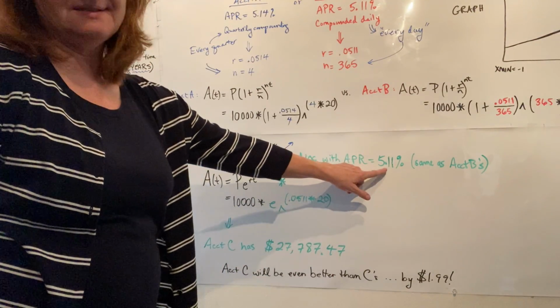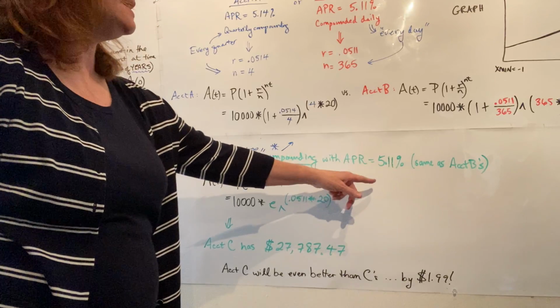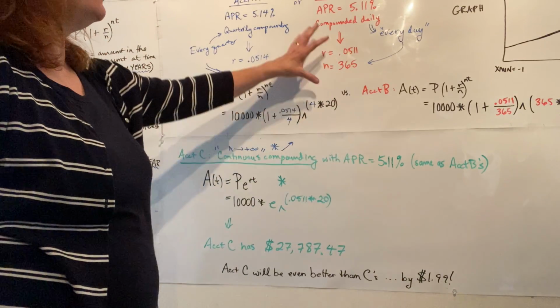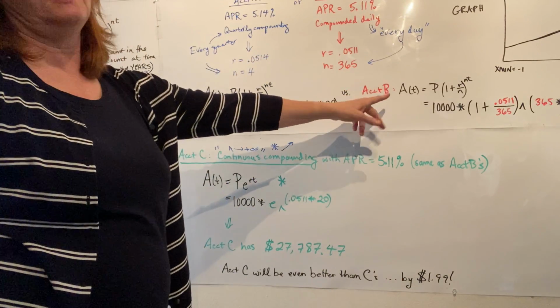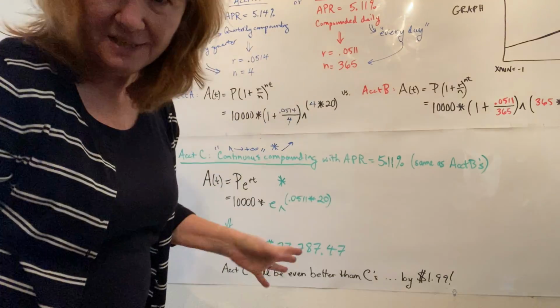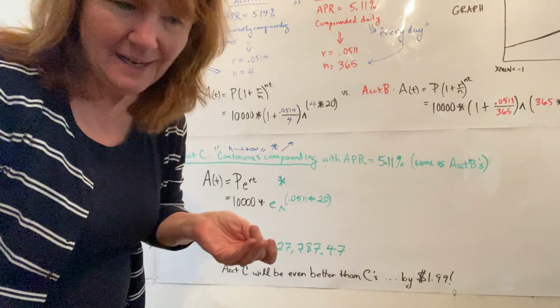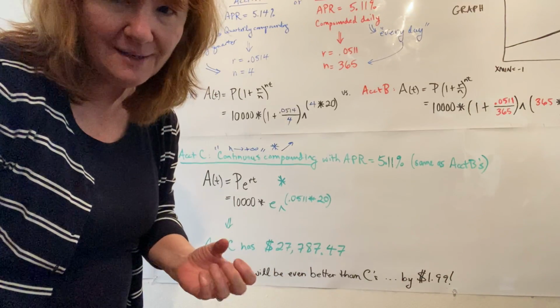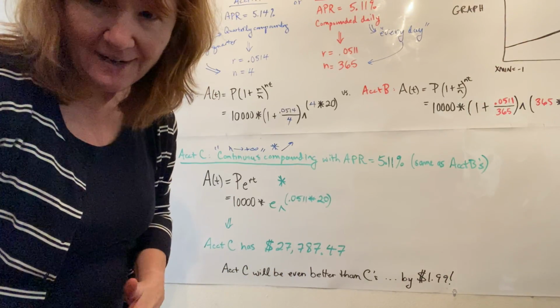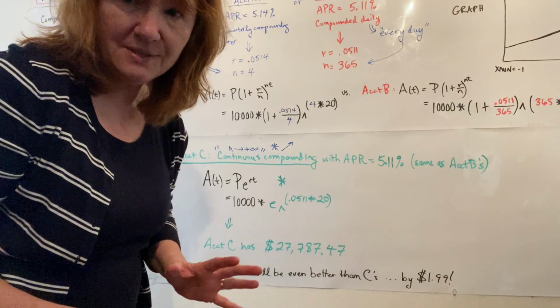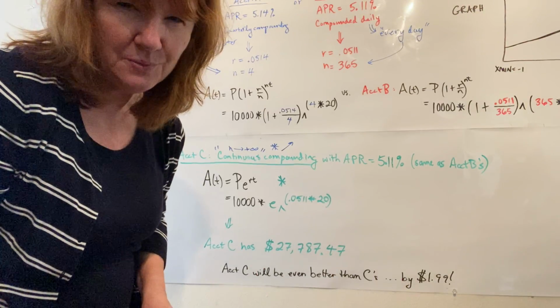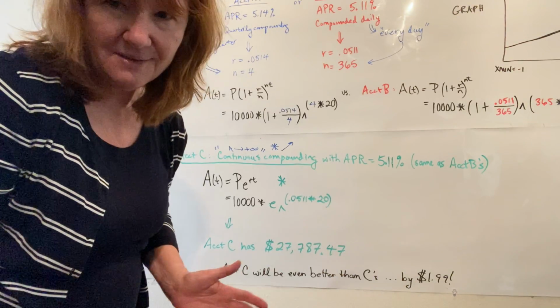Notice that this was using the same APR, 5.11%. But instead of compounding just 365 times a year, we're compounding infinitely many times a year. And so after a certain point, the compounding rate doesn't have that great of an effect. Difference in interest rate usually is the biggest factor.